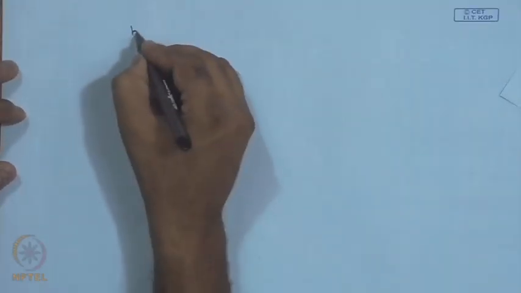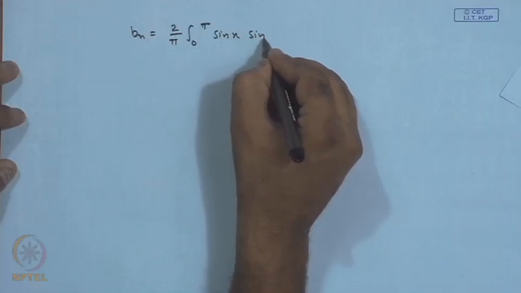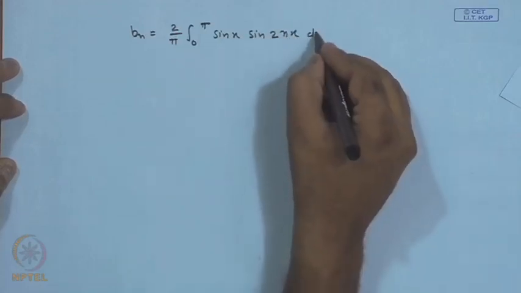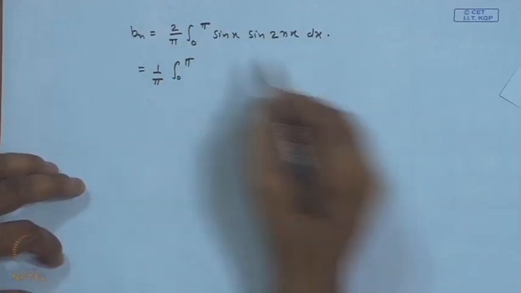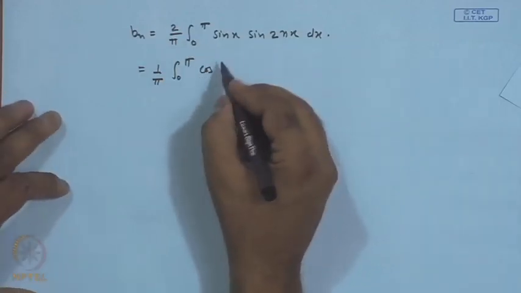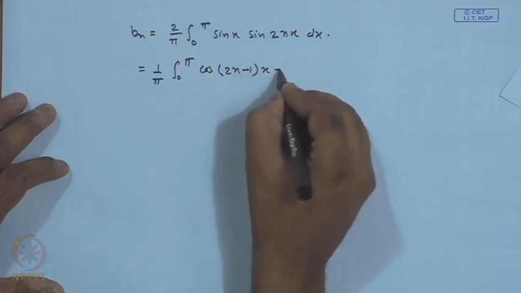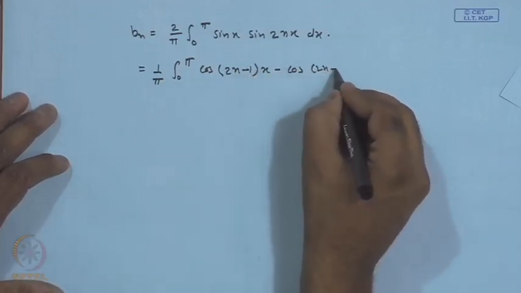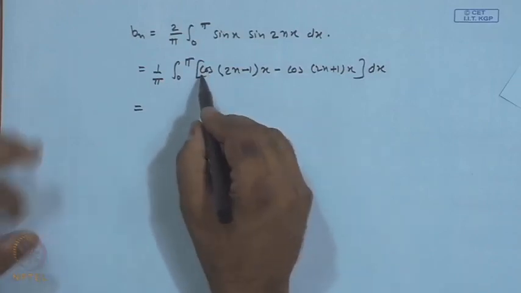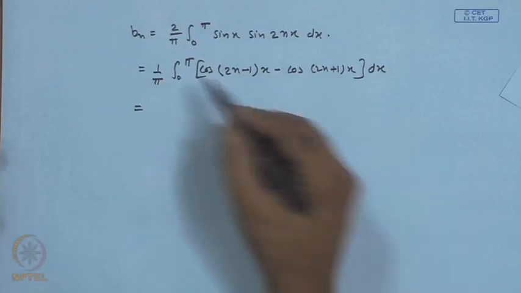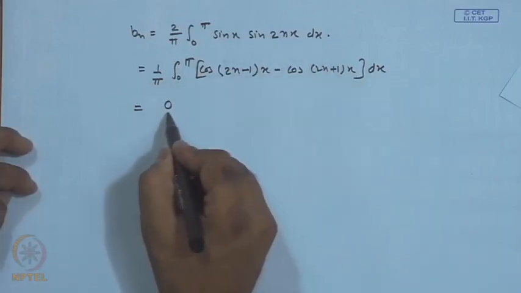So, now we calculate b n. We have 2 over pi, 0 to pi, and we have sin x and sin 2 n x dx. Again we take 1 over pi, 0 to pi, 2 sin x sin 2 n x. So, sin a sin b, we have cos a minus b. So, cos of b minus a is the same. So, we write in this form cos 2 n minus 1 x and minus cos a plus b, so 2 n plus 1 x, and then we have this dx. And now the integral will be sin 2 n minus 1 x, and here also sin, and the sine function, when we take x equal to pi or we take 0, it will be 0. So, the value we will get is 0.